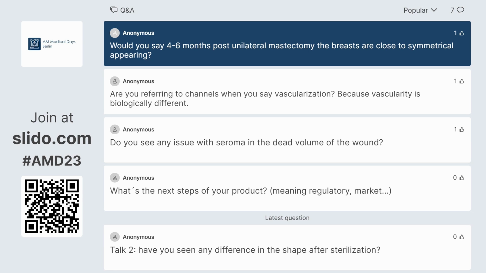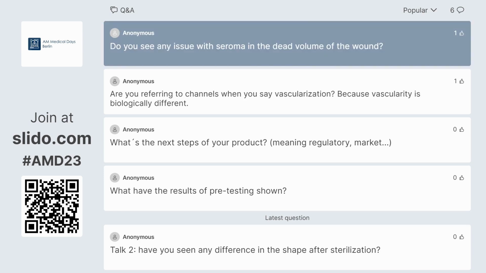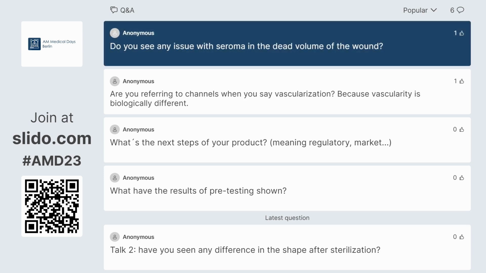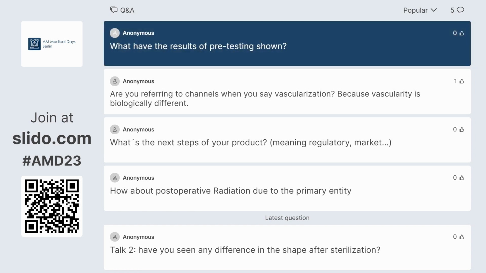It's an ambulatory surgery to inject fat to make the symmetrization. And maybe last question, do you see any issue with seroma in the dead volume of the wound? Not yet. No, not yet. Okay, one very, very last question. What have the results of pre-testing shown? The preclinical tests? The preclinical tests.